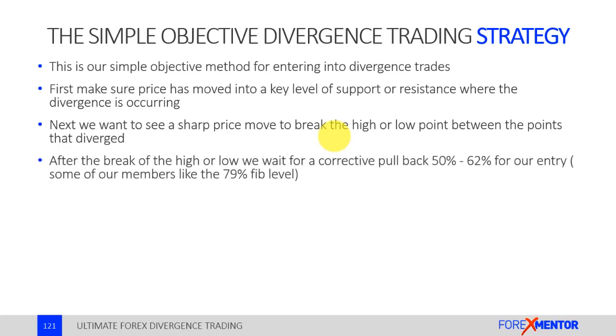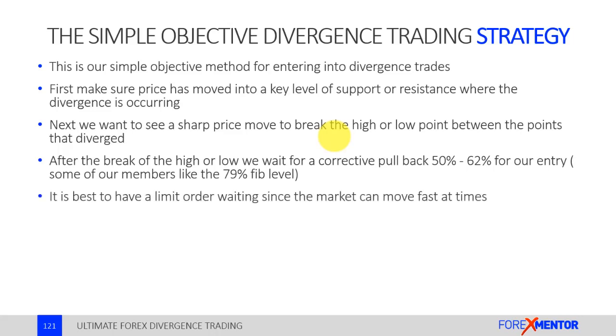After the break of the high or the low, we wait for a corrective pullback 50 to 62% for our entry. Some of our members like the 79% fib level because it offers a better reward to risk. If you're trading from the 62% and targeting the 127, normally that works out to about 2 to 1. The 50%, not going to quite be 2 to 1. It's best to have a limit order waiting since the market can move fast at times. It can get pretty volatile, so it's better to have a limit order waiting.